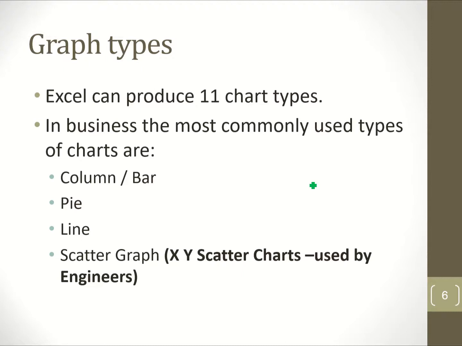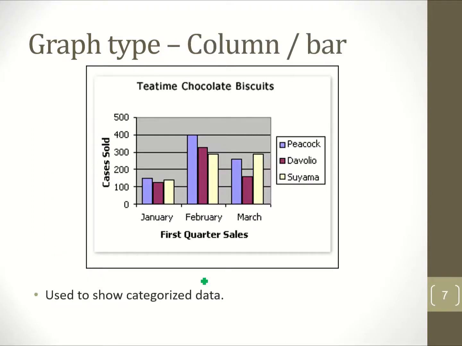And scatter graphs are primarily used by engineers, although we may use some of the other ones, and business may also use scatter graphs, but we will use scatter graphs probably 80 to 90% of the time. So a significant portion of our time will be spent using scatter graphs. And we'll talk about what those are. The first one I want to look at, though, is this column or bar chart.